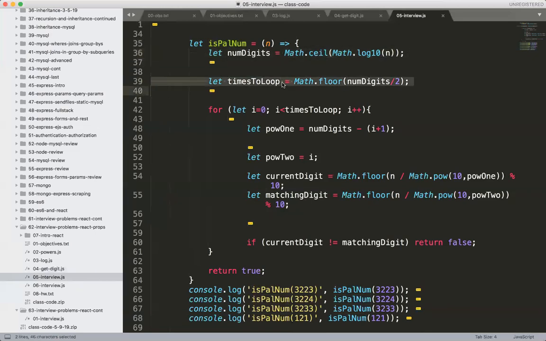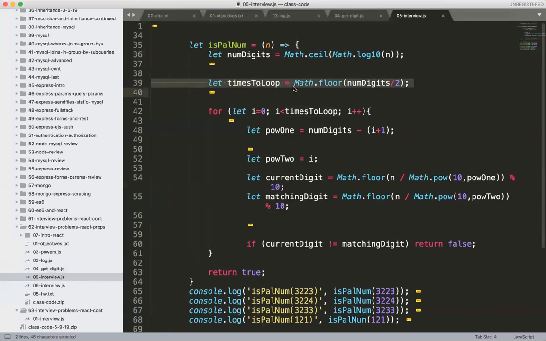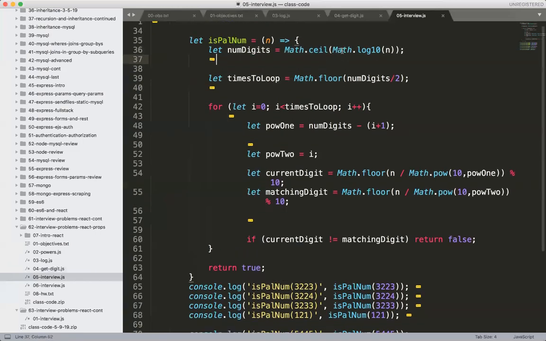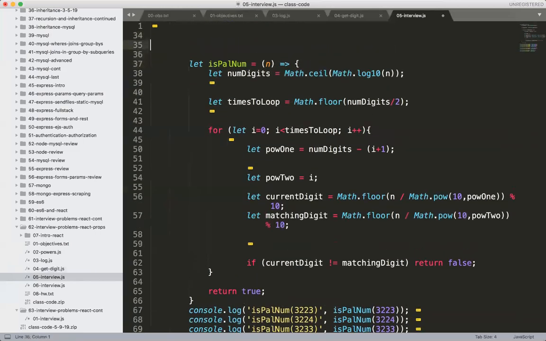And then Kwa showed me his way of doing things. On Thursday, what he did was he took the number of digits divided by 2, and he floored that, and that's the number of times we have to loop. So why is this the case? Why is this the number of times we have to loop? Well, if we take a look at our input and output right here.